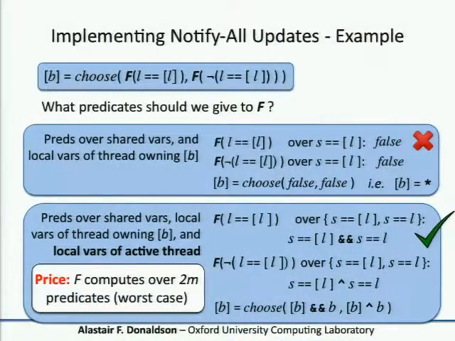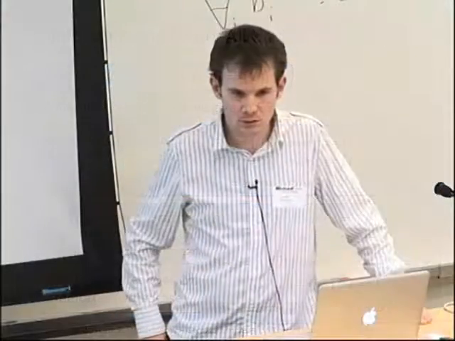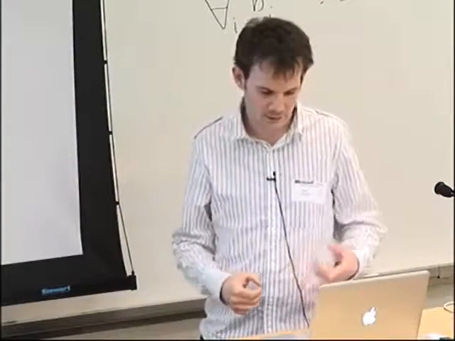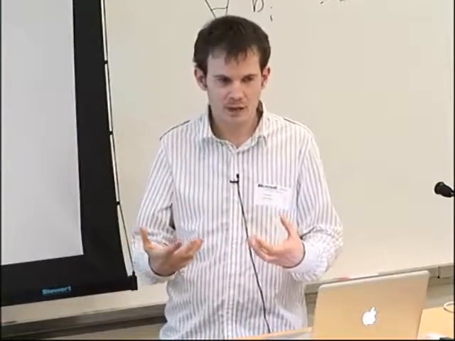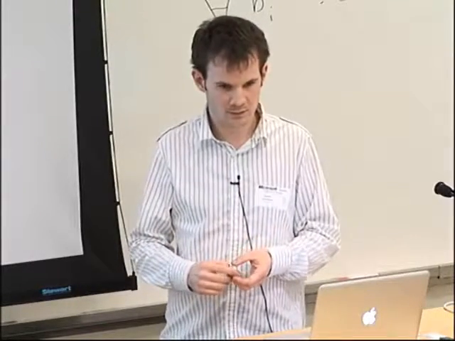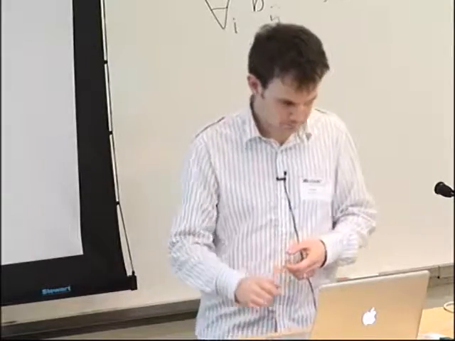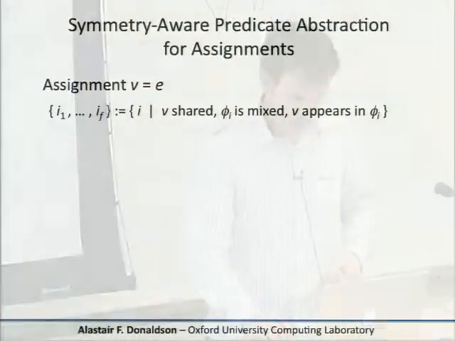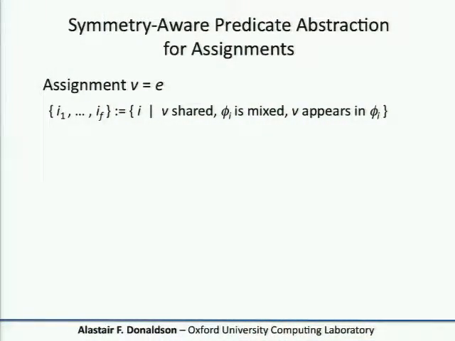All right, so the price here is that this F operator now computes over twice as many predicates in the worst case. So we give the operator the predicates of the active thread and the predicates of the passive thread. But that's not as bad as what I showed you before where we have n times m, where n is the number of threads. All right. So given an assignment v equals e, the way we do this in practice, so I showed you how we update with respect to one predicate.